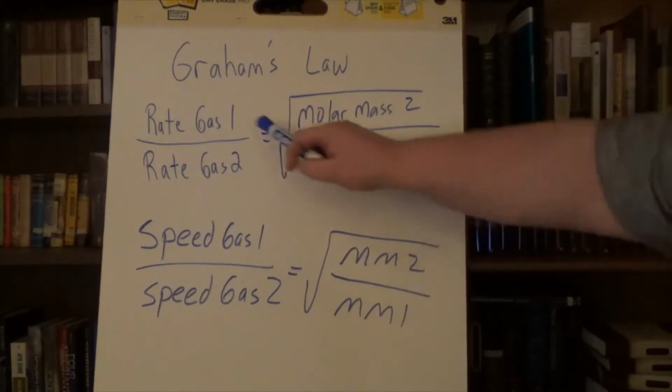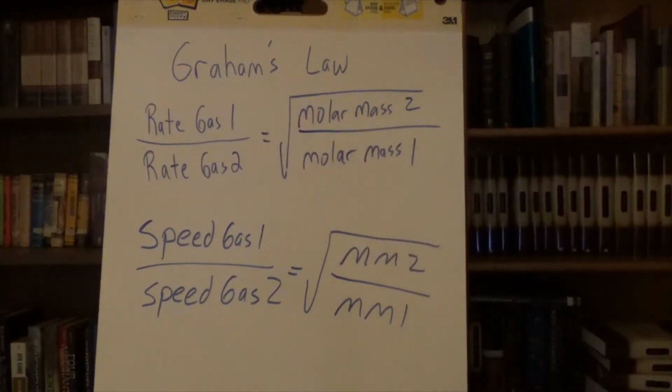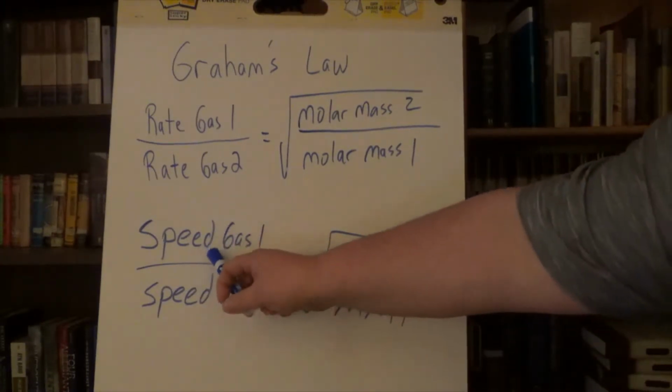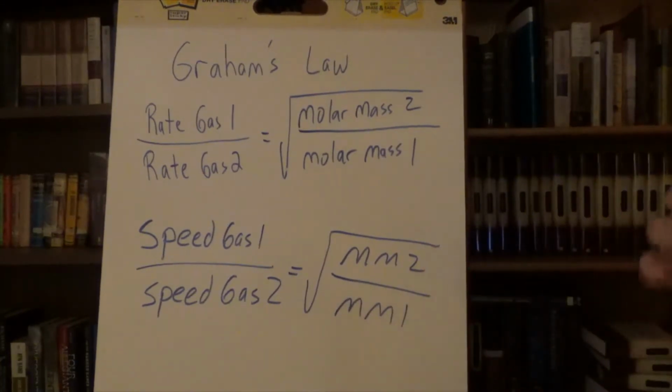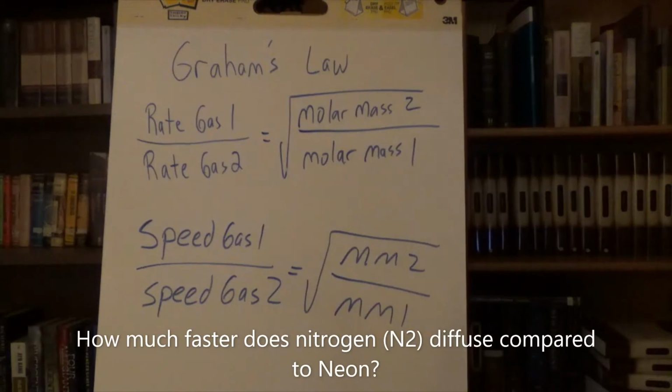It's an inverse relationship. Now some of you might find the term rate confusing, so if it's more helpful, you can think of speed. The speed of the gas is inversely proportional to the square root of its molar mass. In other words, like we talked about with kinetic molecular theory, smaller gases move faster, larger gases move slower. Alright, so what I want to do is just go over a couple of the problems and show you how you apply Graham's law to these situations.